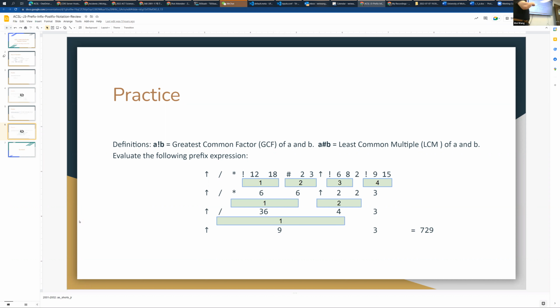Anybody has a question about this? Any question? No? Okay, good. So this is what we went through last time, the expressions and all that stuff.